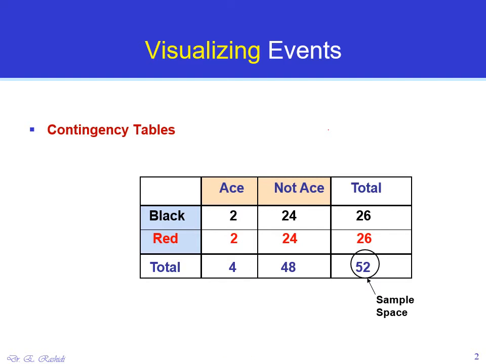Or for example, what is the probability of drawing a black non-ace card? For a black non-ace card, we have 24 black non-ace cards, so that would be 24 divided by 52. The probability would be that. So it would help us to solve the problem.